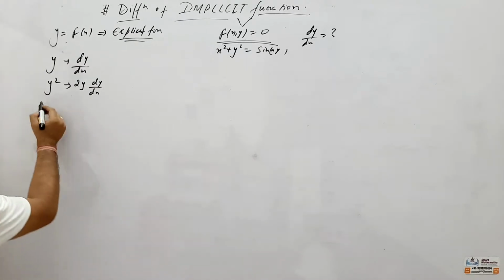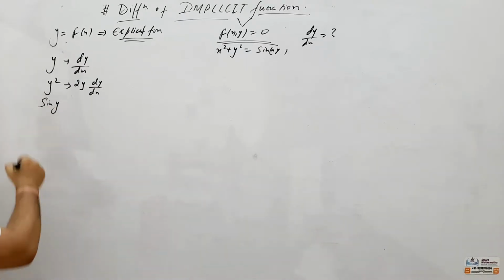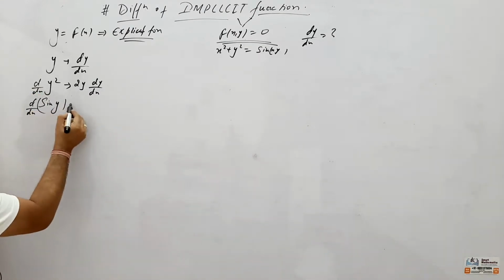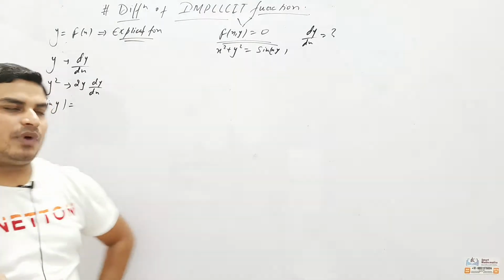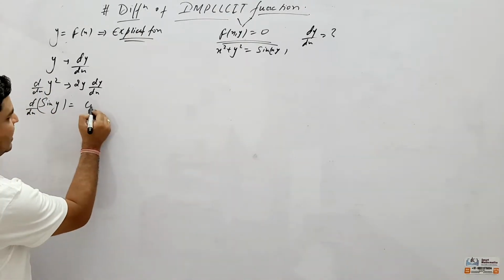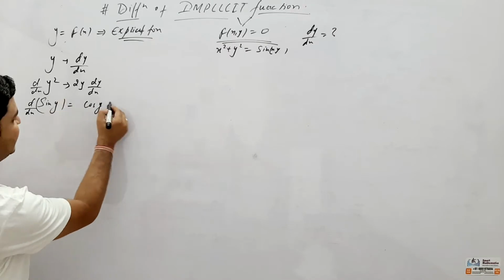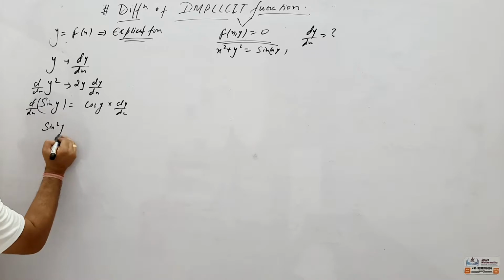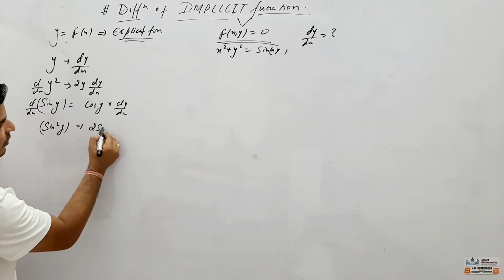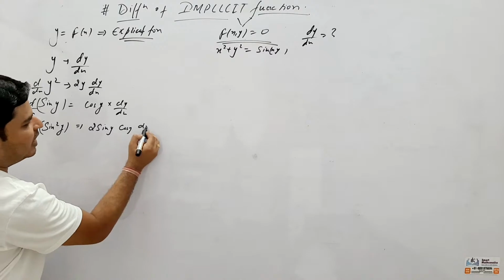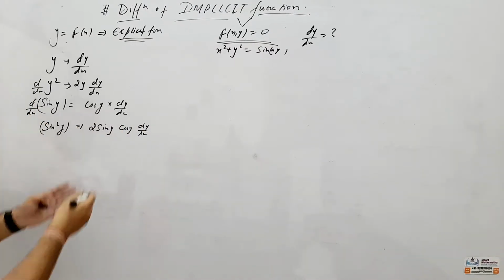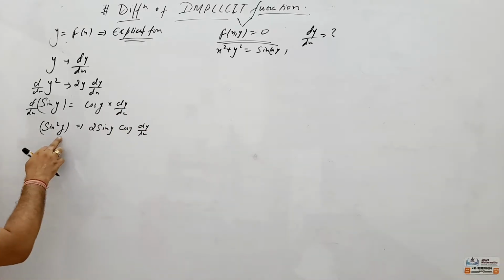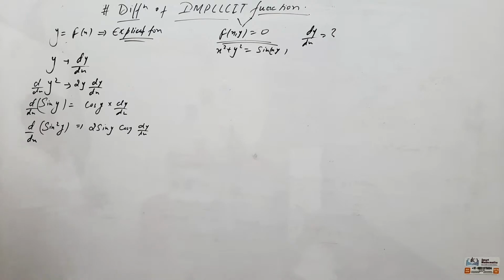Let us see another thing. Suppose our function is sin y, and we have to differentiate with respect to x. Differentiating sin y, first we differentiate sin with respect to y, which gives cos y, but after the chain you will get dy by dx. The differentiation of sin square y would be 2 sin y cos y dy by dx. So what do you observe here? You will definitely get dy by dx at the end, because your function is in terms of y and you are differentiating with respect to x.